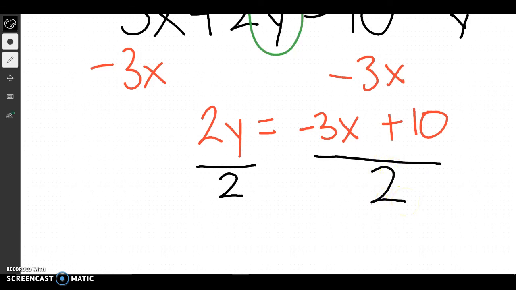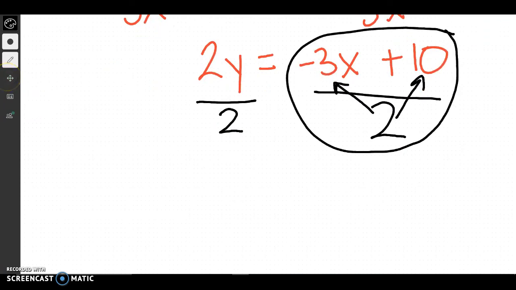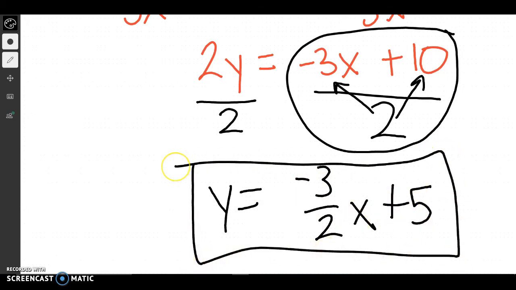Now when you divide this side by 2, you have to divide everything. So the 2 is going to affect the 10, and the 2 is going to affect the negative 3. So I should get that y is equal to negative 3 over 2 x plus 5. And this would be my final answer because, again, I have the variable that I was trying to solve for all by myself. Try some of these examples on that worksheet.